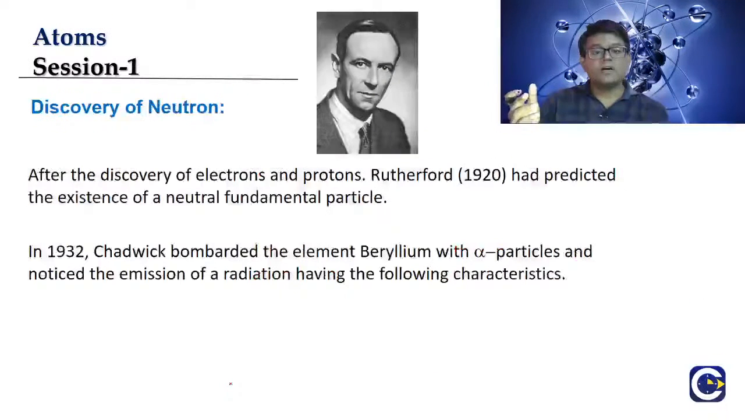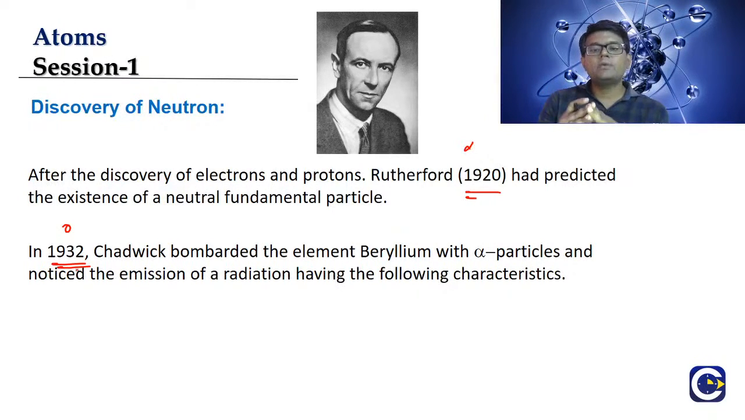In fact, if we look at the timeline, Rutherford predicted in 1920 that inside the atom there could be neutral fundamental particles. After almost 12 years, Chadwick discovered the existence of neutrons. So Rutherford, while proposing his atomic model, predicted the existence of neutral particles to support the coexistence of all the protons. We'll see this when we go to Rutherford's model of the atom.